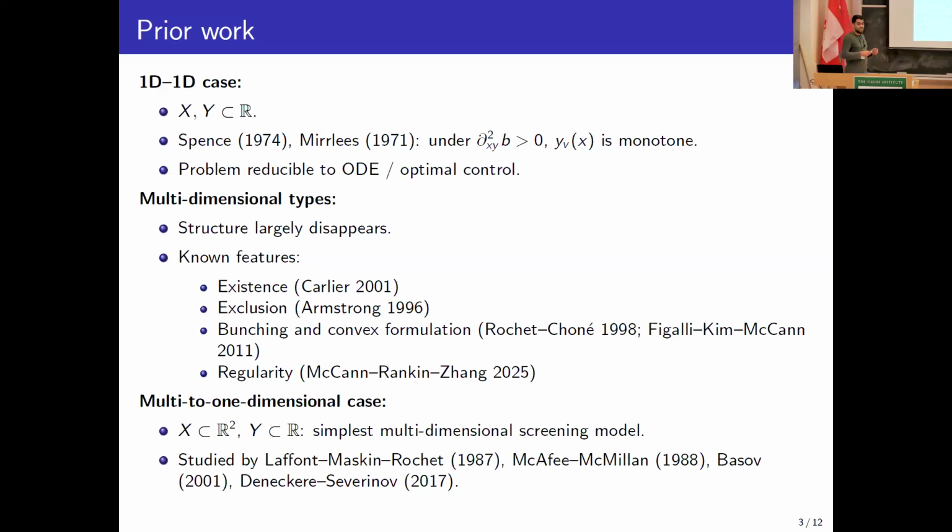There has been a lot of work done in this area. When X and Y are both one-dimensional, things are easy. The problem reduces to solving some ODE, or we can use optimal control methods under the Spence-Mirrlees condition. In the multidimensional case, things get dramatically more complicated, and multiple phenomena start to appear, like exclusion and bunching.